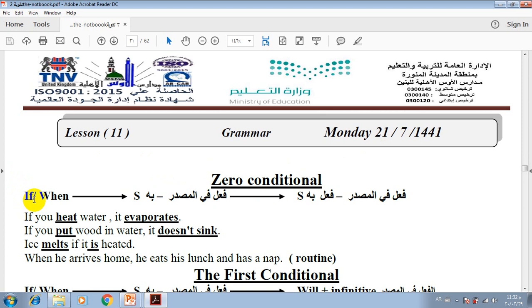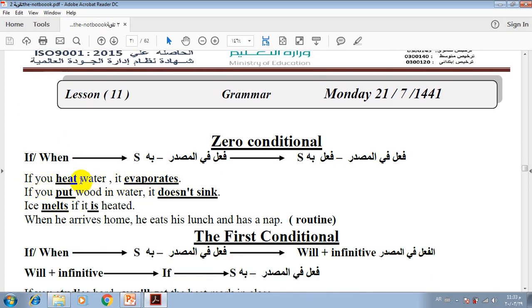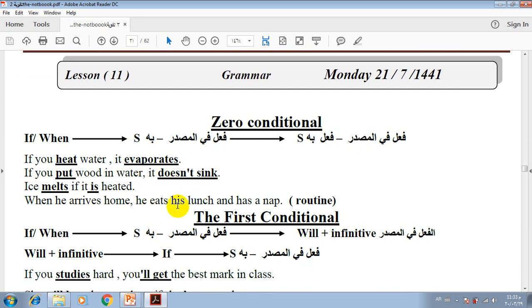We form the zero conditional by starting with if or when plus the verb in present, with s or without s, and in the other sentence the verb in present too. Like you see in the examples: if you heat water, it evaporates. Here the verb is in present, and here the verb is in present, to express facts, and we can use it to express routine. Like this example: when he arrives home, he eats his lunch and has a nap. Here we use the present simple, arrives, and in the second sentence we use the verb eats to express routines.